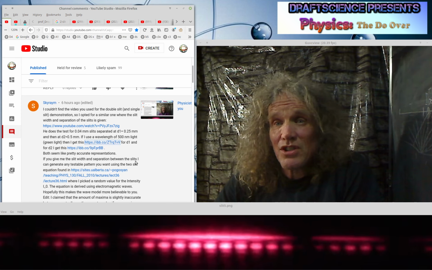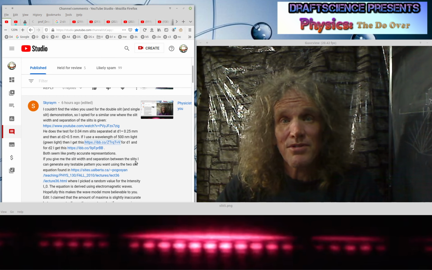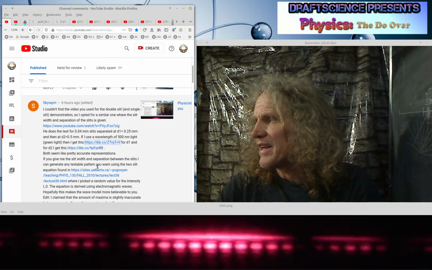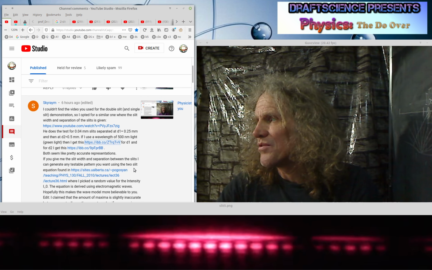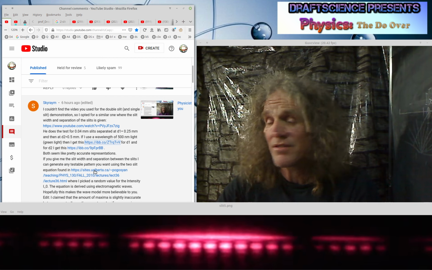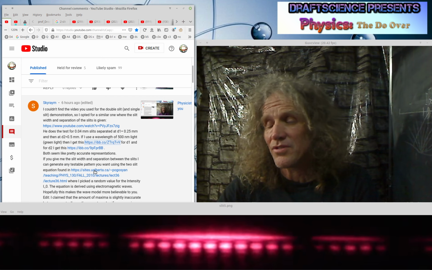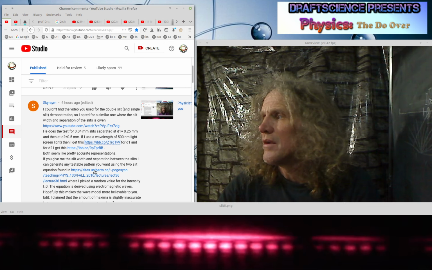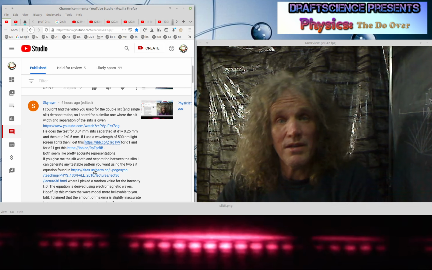Obviously, if you use two different shaped size slits, you're going to get a pretty bizarre pattern. So anyway, I can generate a testable pattern you want using the two-slit equation found in. So he calls this the two-slit equation. Now, it's not the equation they use at MIT or Stanford or Yale or any of the universities for that matter. It certainly can't be drawn as a wave.